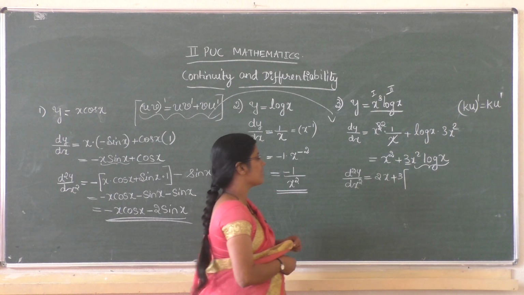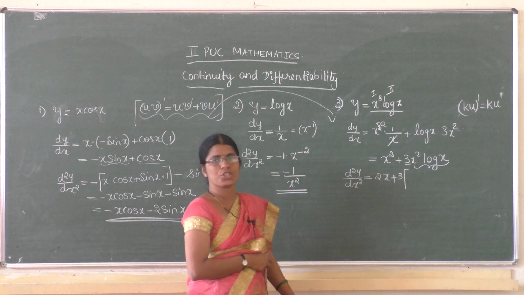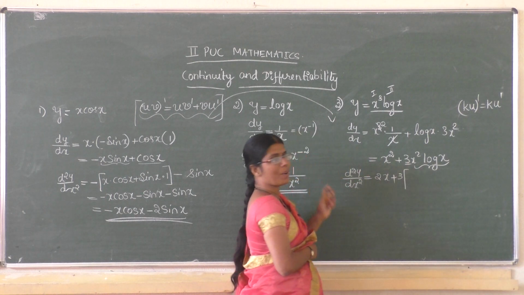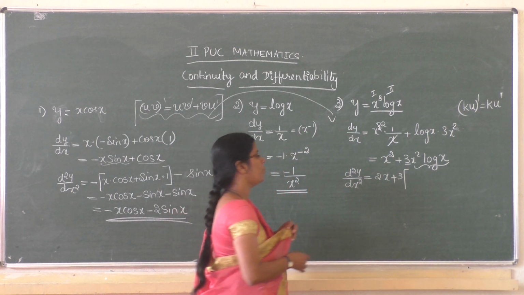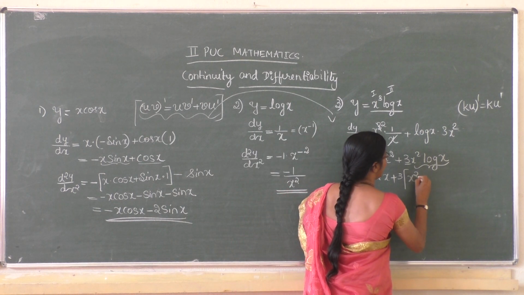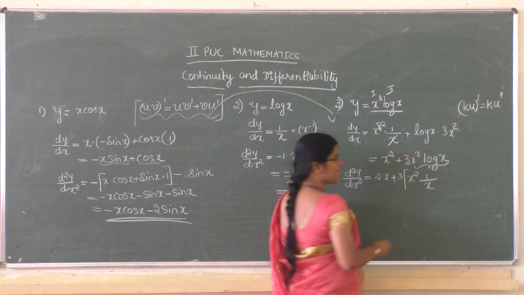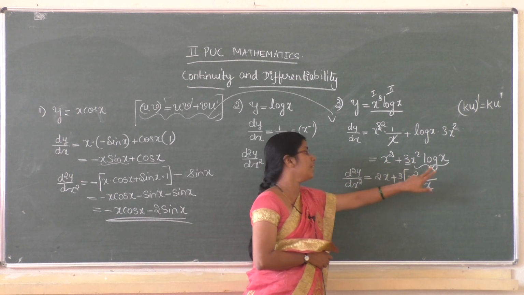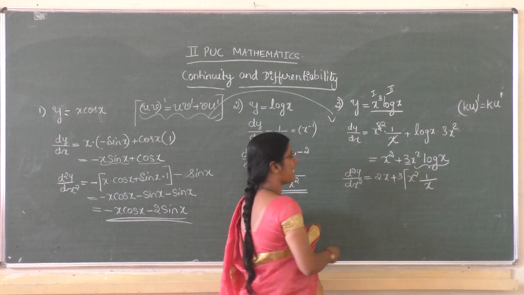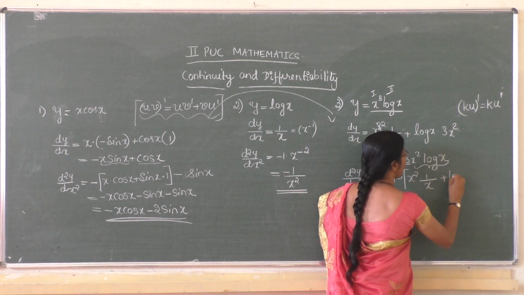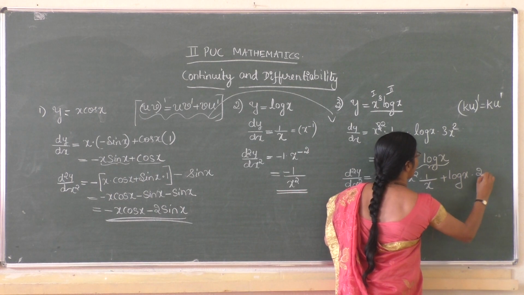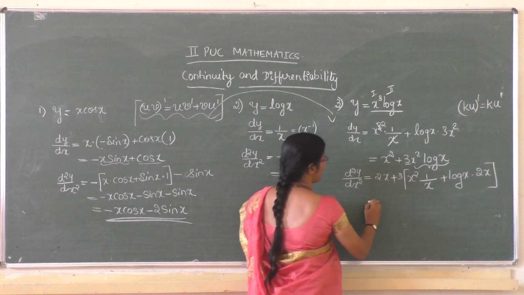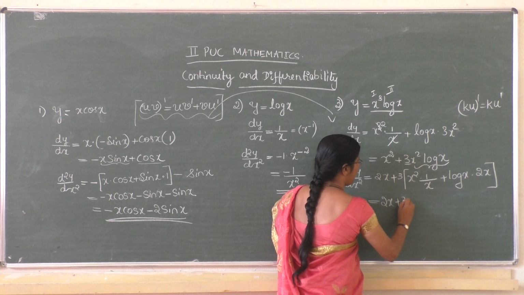We can take the constant outside and differentiate only the function, but we have a product of two functions, so once again we have to use the product rule. That is, x square into the derivative of log x, which is 1 by x. x square we keep as it is, derivative of log x is 1 by x, plus log x into the derivative of x square, which is 2x.